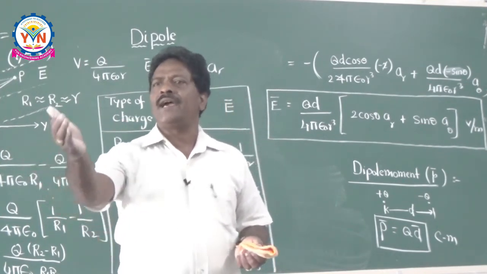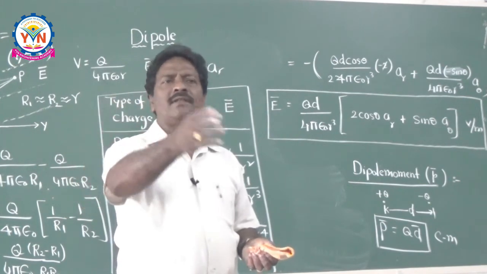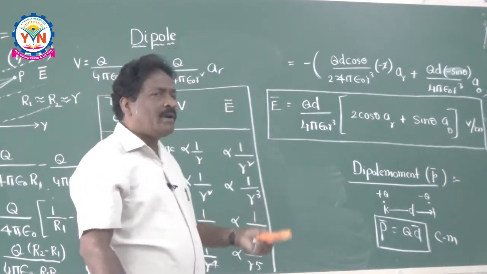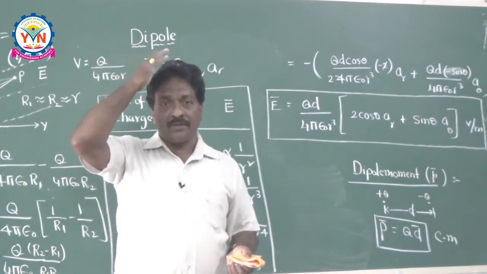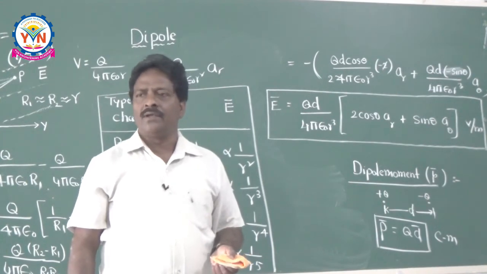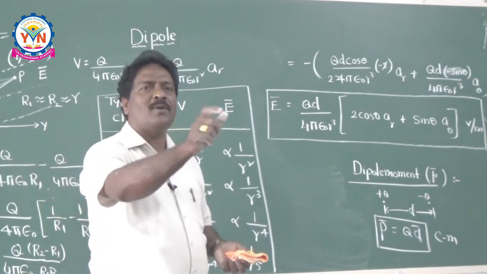Like that everybody is having. So each and every person is having a dipole moment. Why? Because dipole moment is defined as the product of the charge and the distance between the charges, Q into D. So each and every student is having a dipole moment.